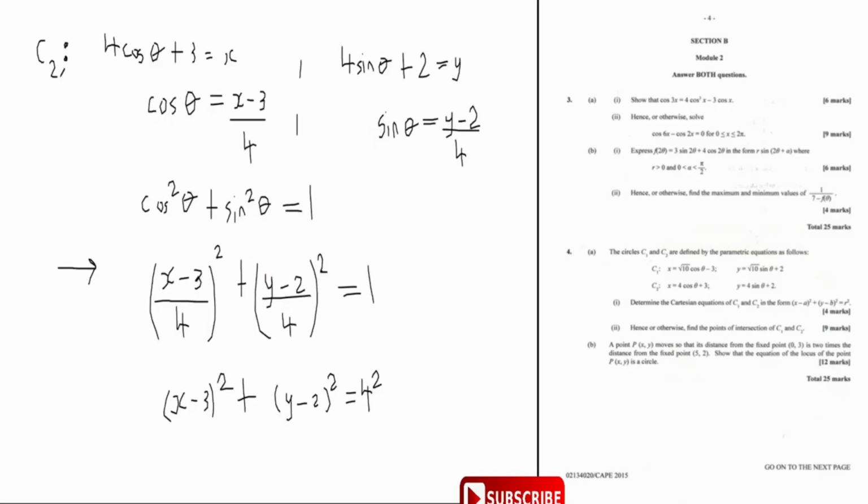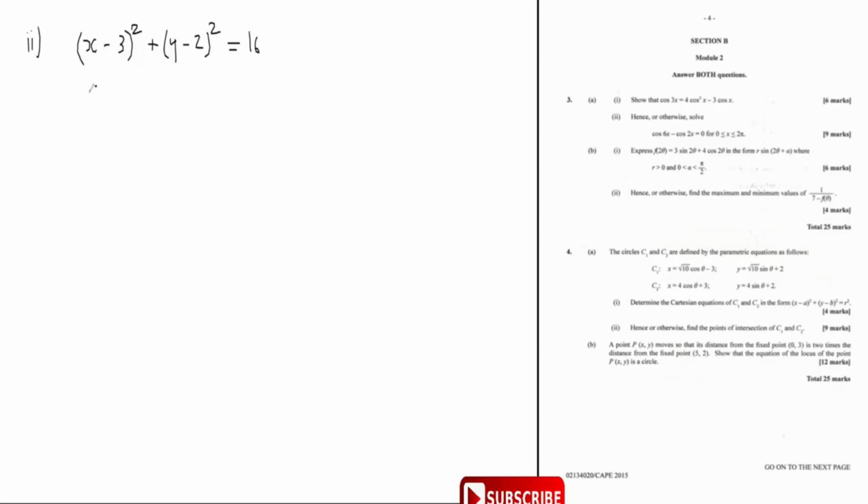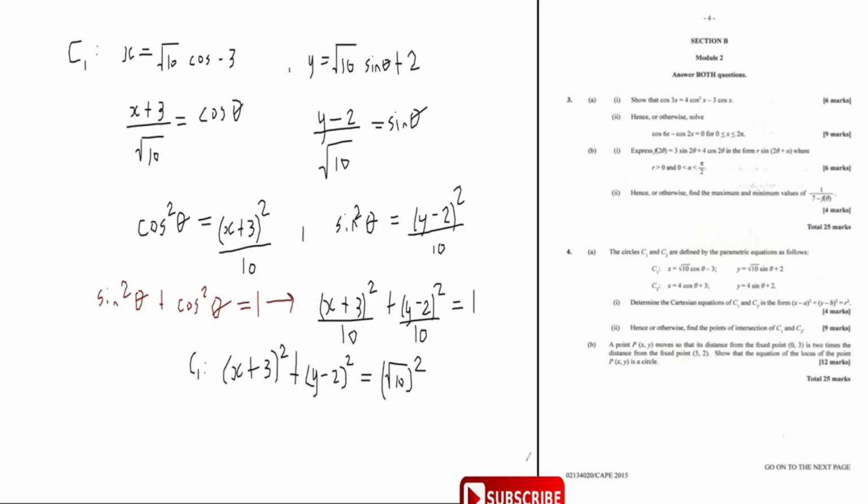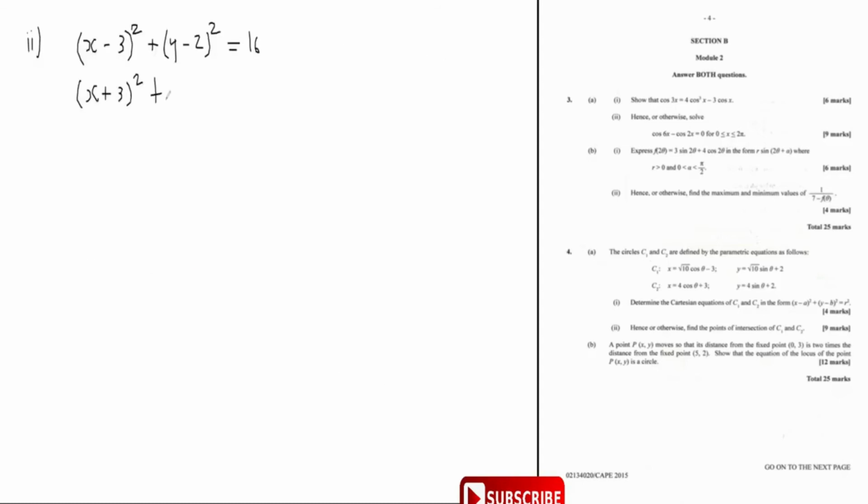Let's write down the next equation over here. The next equation we have is (x plus 3) squared plus (y minus 2) squared is equal to 10. So we need to solve these two equations.